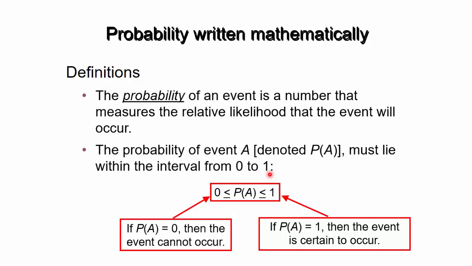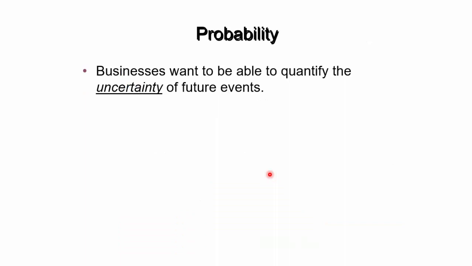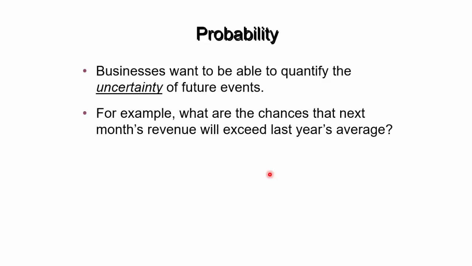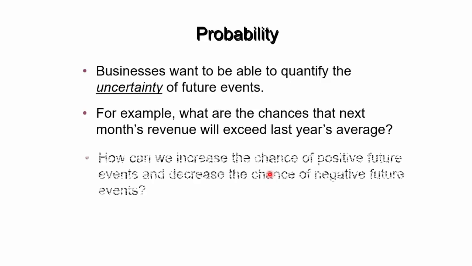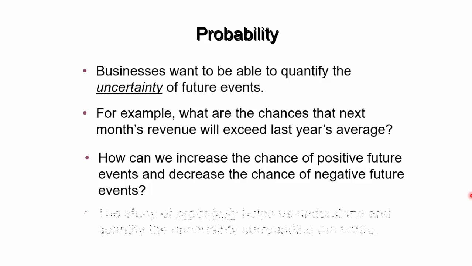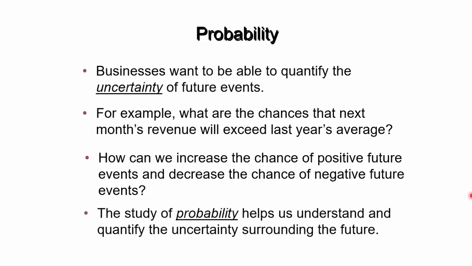However, where do we normally use probability in business? Well, business lives in a lot of uncertainty about what happens in the future. We would like to know what would be the average sales next year. We would like to know if we would have better sales this year. We would like to know the success of our products in the market. We would like to know how we could decrease a negative future event, and hence we study probability to help us understand how we could quantify the uncertainty in the environment.